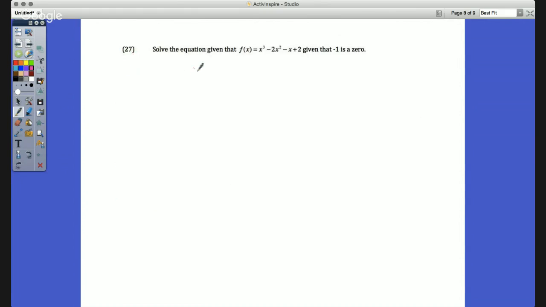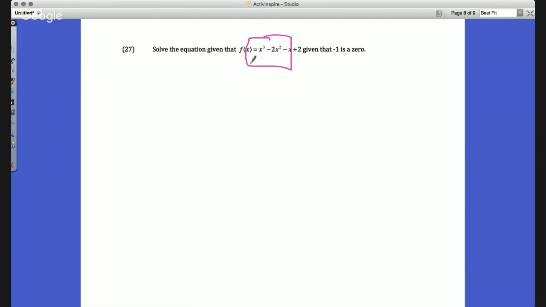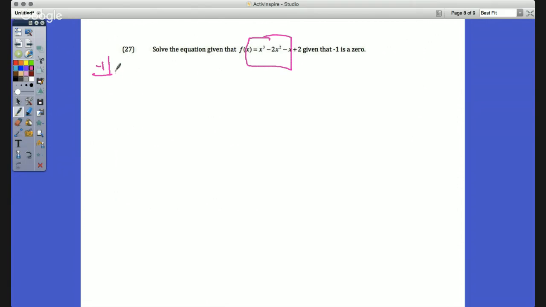Okay, now with this one, very similar to what we did earlier, I think we've done these the last 2 days. If we have negative 1 as a 0, and we know that negative 1's a 0, what we can do is next to it, we could put our coefficients. So 1, -2, -1, and 2.